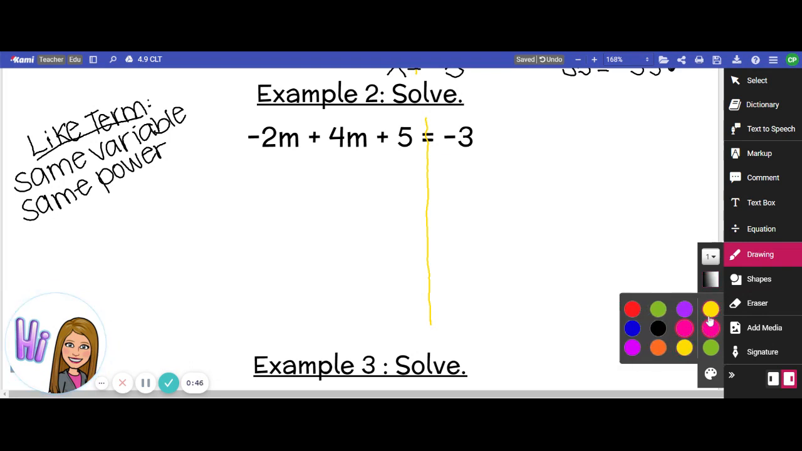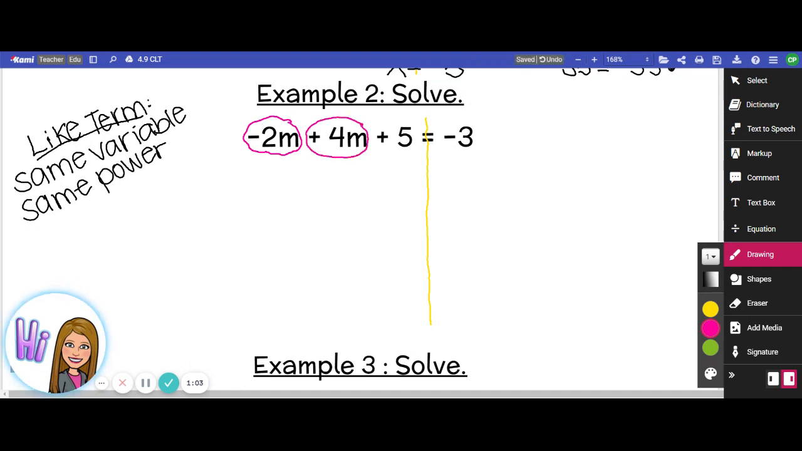So I've got negative 2m plus 4m plus 5 equals negative 3. So on the left side, I do have two like terms. So I'm going to shape code. I've got negative 2m, so I'm going to include that negative sign. And I've got positive 4m. They both have an m to the first power. But then 5 and 3 do not have an m, so I'm going to give them a different shape.